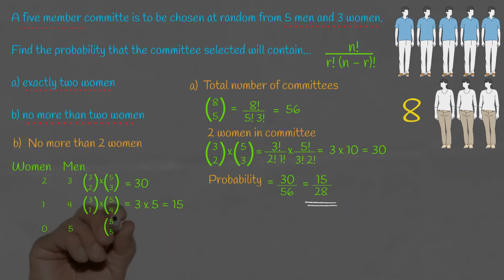And for the final scenario, with no women and 5 men, you can work it out with the equation, but there's not really any point because you have 5 men and we need 5, so there's only one way you can choose them. So the total number of committees with no more than 2 women is 46, which is 30 plus 15 plus 1. If we divide 46 by the total number of committees, we get the probability, which is 23 over 28.